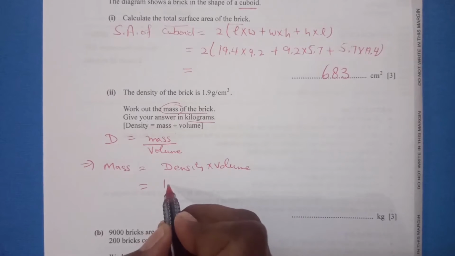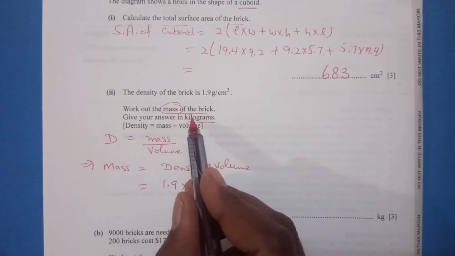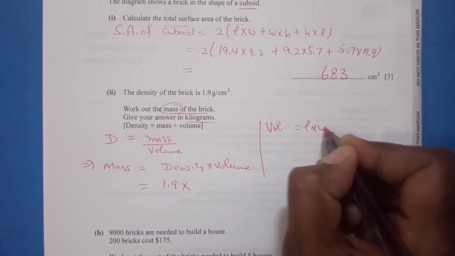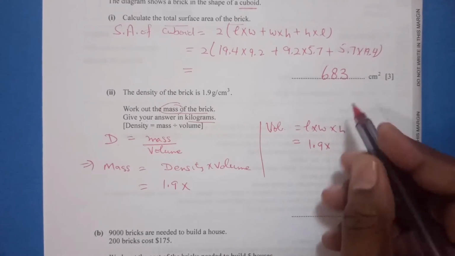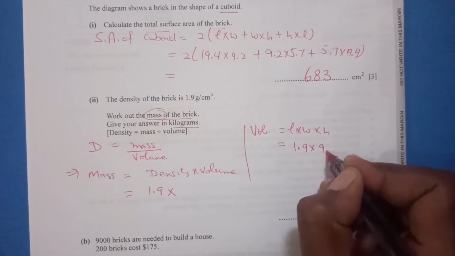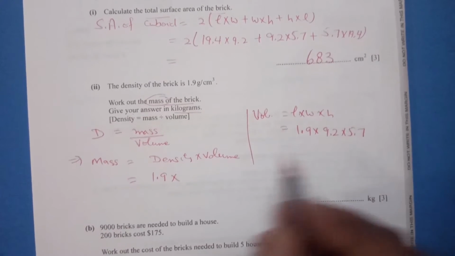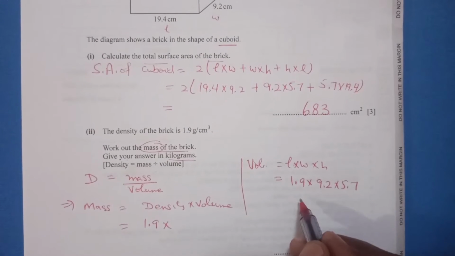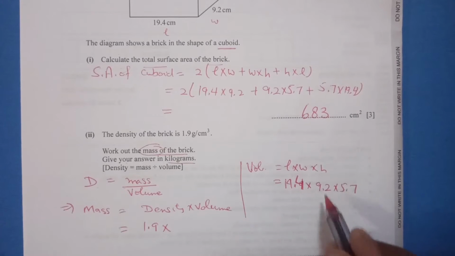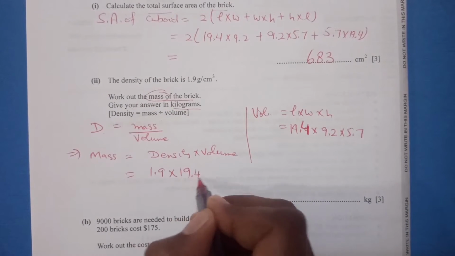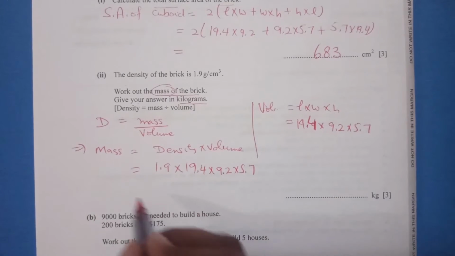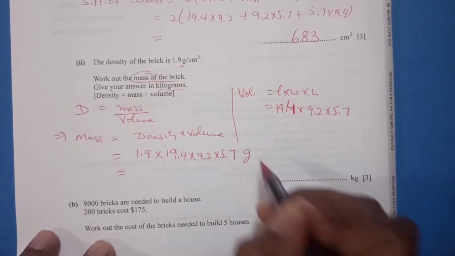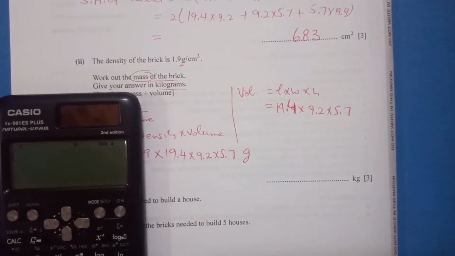And density is given as 1.9 times volume. Okay, so we have to find out the volume first. Volume will be length times width times height. So that is 19.4 times from here 9.2 times 5.7. So we can directly write it down here: 19.4 times 9.2 times 5.7, right? Because we are taking density in grams, this answer will be in grams. So later on we can convert this into kilograms. So let's see how much is that.